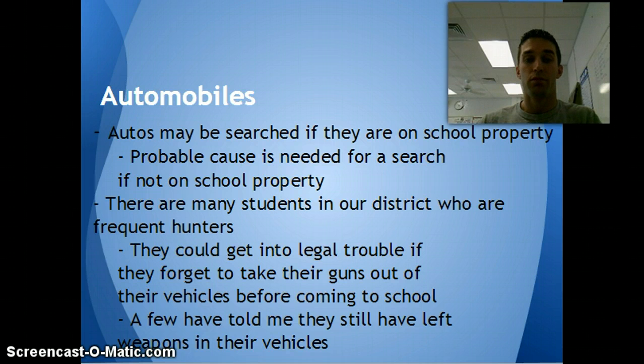There actually are a bunch of students in our district that are avid hunters and they go hunting frequently, and it's a very good possibility that there are weapons on our school property on a day-to-day basis. They could get into some serious legal trouble if they forget to take their guns out, and someone happened to see them, or if we were able to perform a search on their vehicle. A few students have actually told me that they have left weapons in their vehicles and driven to school and have been parked on school property.